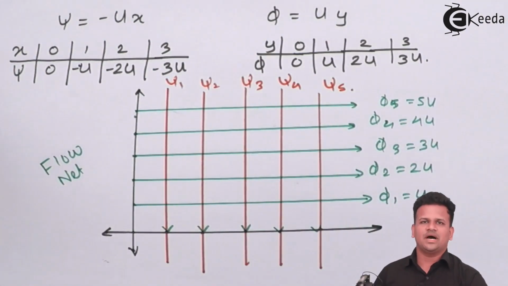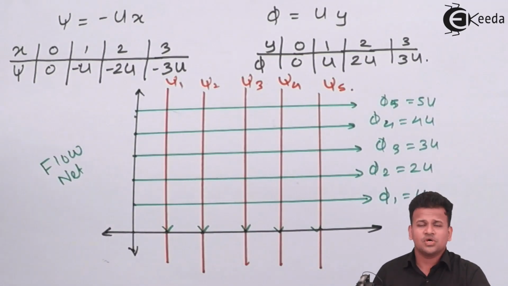So I hope you have understood what is uniform potential flow parallel to the x-axis, and uniform potential flow which is parallel to your y-axis.